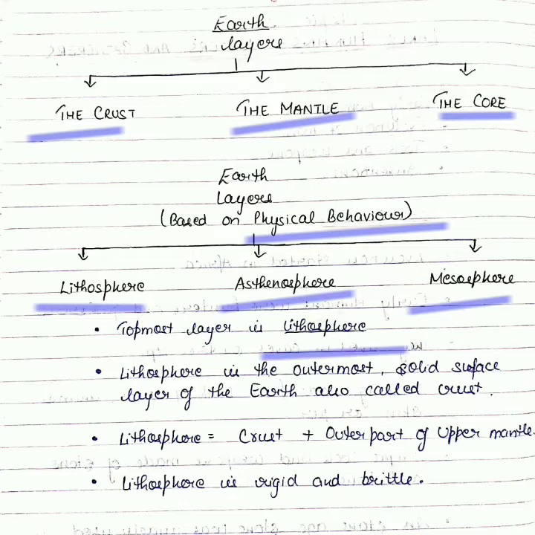In the previous chapter, our environment, we have learnt about the lithosphere. It is the outermost solid surface layer of the earth, also known as crust. So, the lithosphere consists of crust and the outer part of the upper mantle. It is rigid and brittle. That means it is hard and can be broken down.